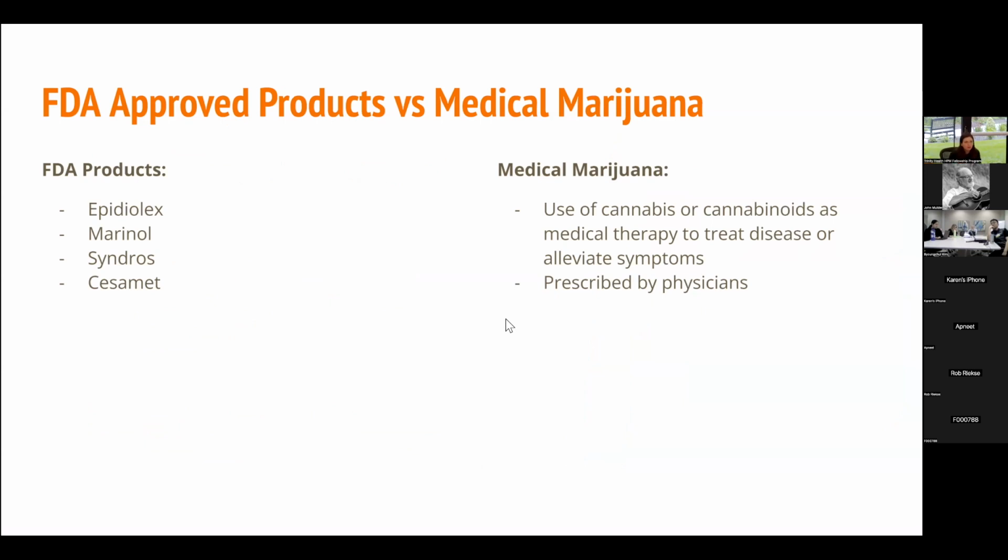So now we're going to talk a little bit about the difference between the FDA-approved products versus medical marijuana itself. There are 4 FDA-approved products: Epidiolex, Marinol, Syndros, and Cesamet, and we'll go through all of those next. And then differentiating those products from medical marijuana. So medical marijuana itself is using the cannabis plant or the cannabinoids extracted from it as medical therapy to treat disease or alleviate symptoms. Medical marijuana is prescribed by physicians as well.